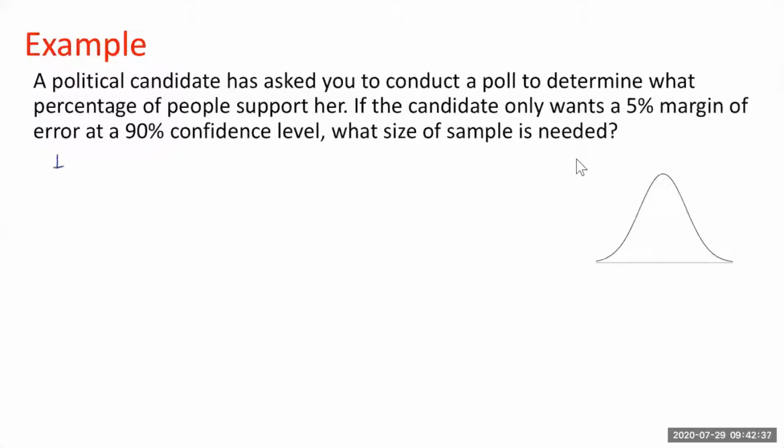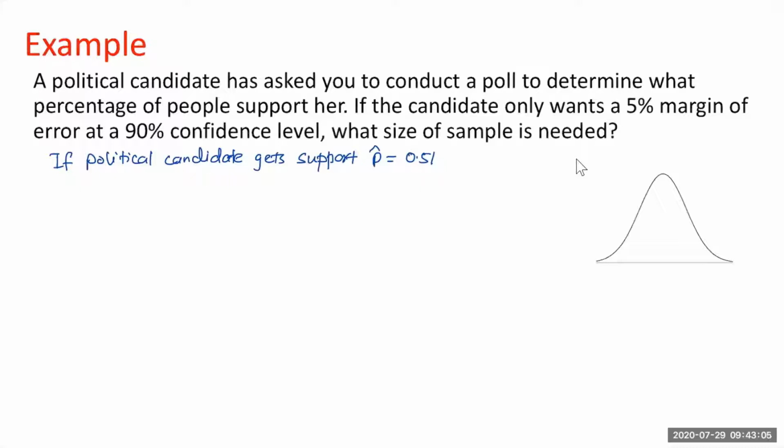Let's write that down first. If the political candidate, make sure you write this down, gets support, p hat is equal to 0.51. That is the minimum requirement.